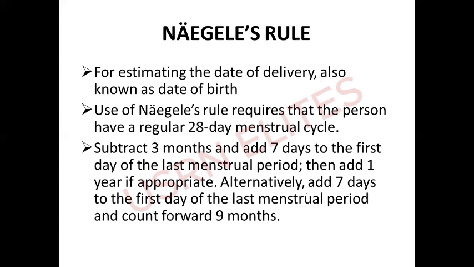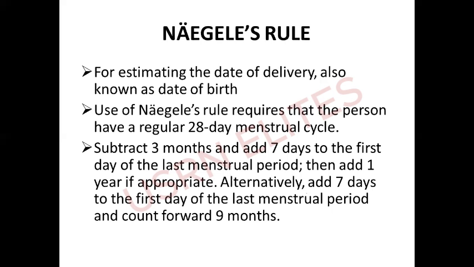If you want to do the calculation, the rule is that you add 7 days to the first day of the last menstrual period. So let's say the 5th of December, or the 7th of December, or whichever date has been provided, you add 7 days to it. Then you count 3 months backwards. When you count 3 months backwards, you then add the appropriate year to it.